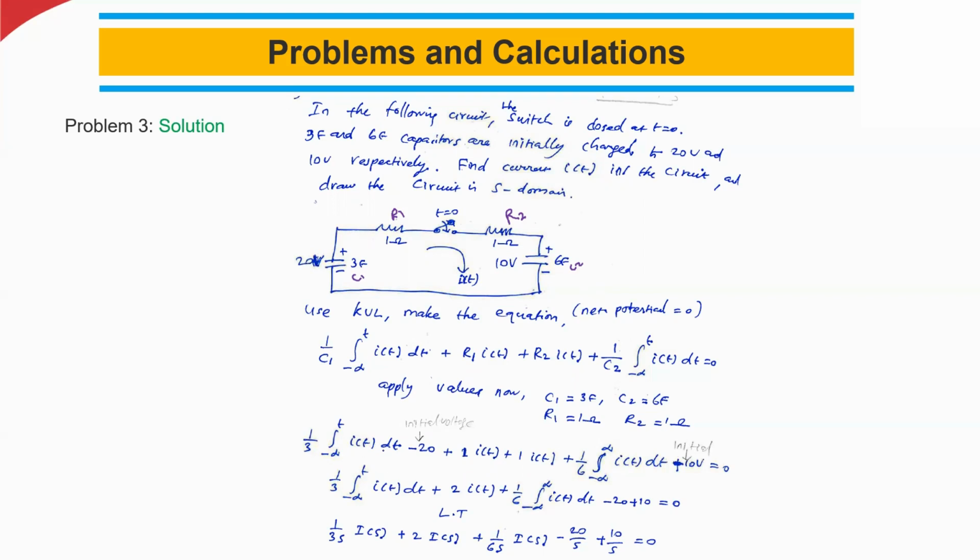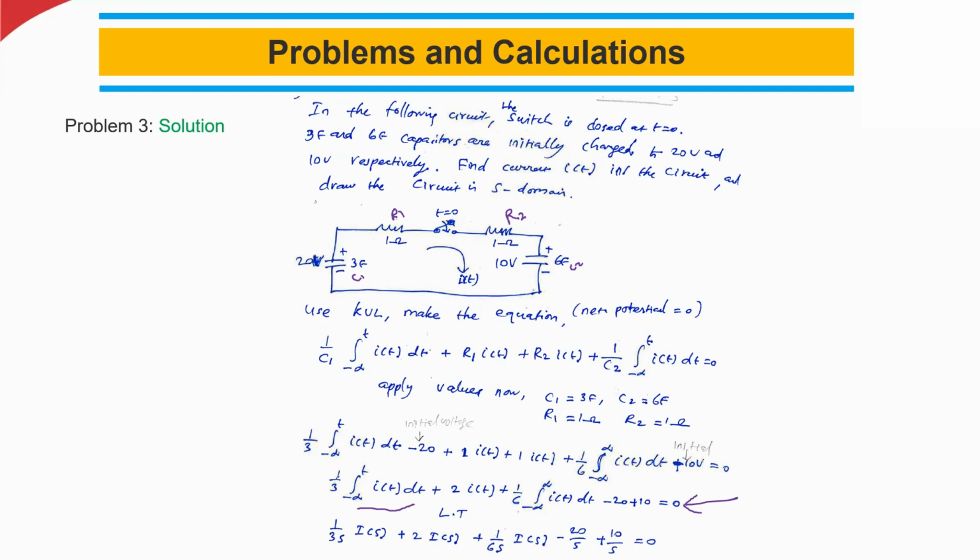And here the equation is the same. And the initial voltage is minus 20 volt here, and here we have 10 volt, plus 10 volt. So then you can simplify this equation further down. Then this equation will be like this in time domain, and you can convert this into S domain.